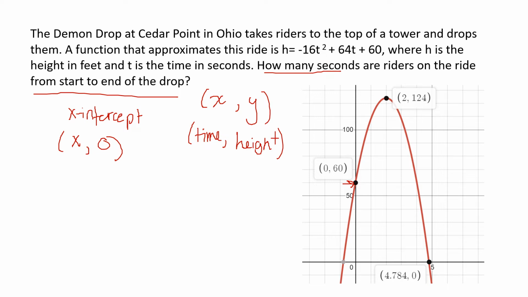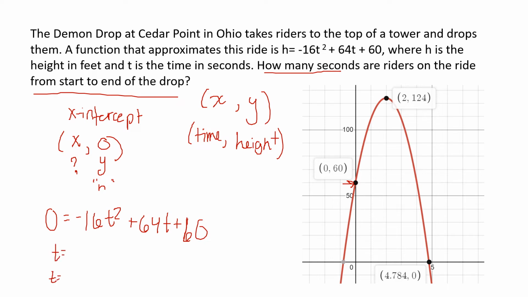So if we want to do this by hand, basically we're saying, all right, well, when y is 0, what is x? So we know y is h actually. So we're going to plug 0 in for h, negative 16t squared plus 64t plus 60. And when we do this, we're going to use the quadratic formula. All right, I am not going to work out the whole quadratic formula for you. You guys know how to do that. So after we do this, we should get two answers here.